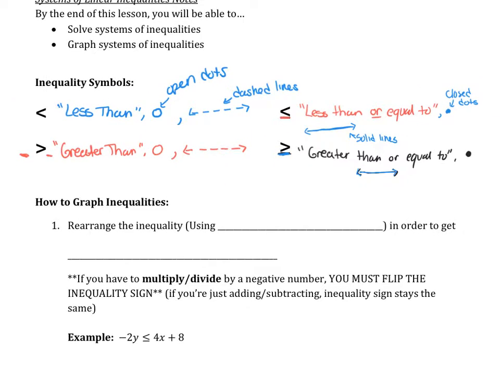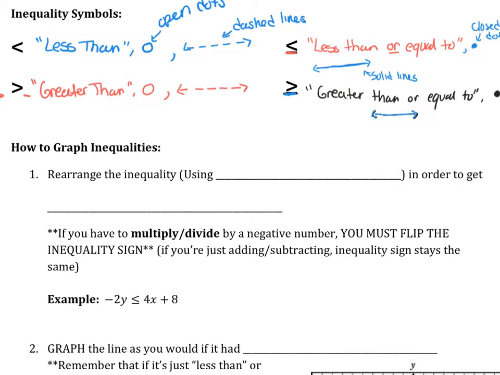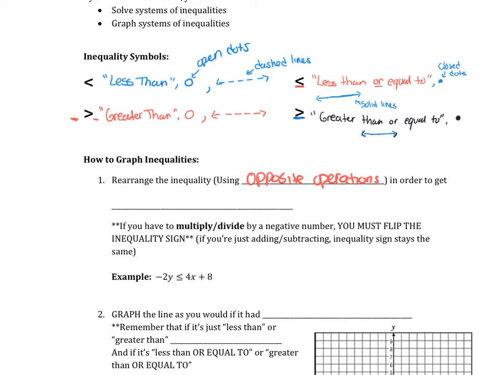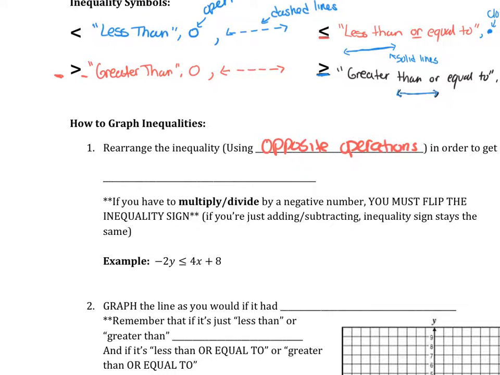All right. So when we are graphing inequalities, you first need to rearrange the inequality, just like we would if we were trying to graph an equation. So using our opposite operations in order to get y by itself. Okay, we want y by itself, not x by itself, because in order to graph, like using slope-intercept form, that needs to have y equals.